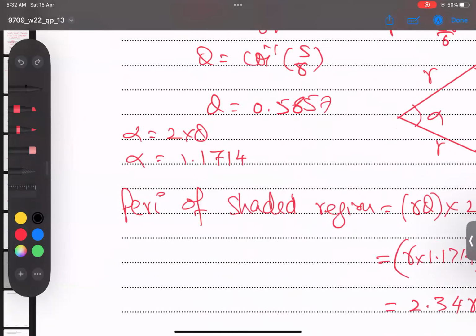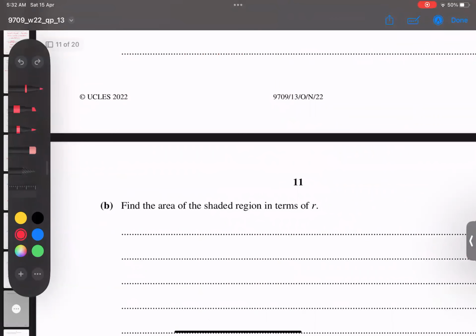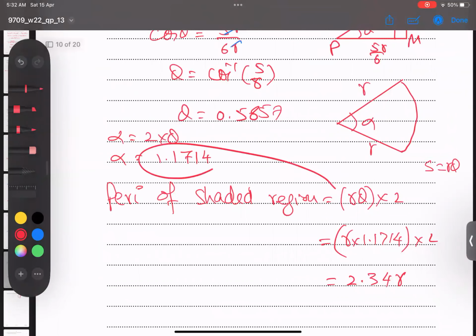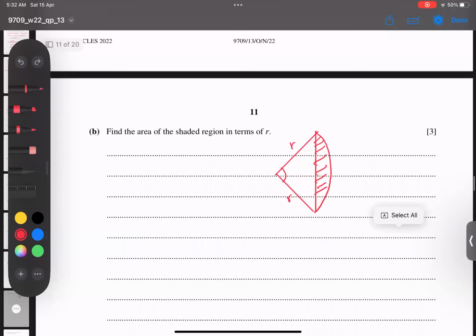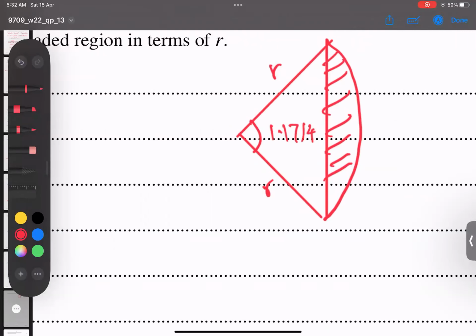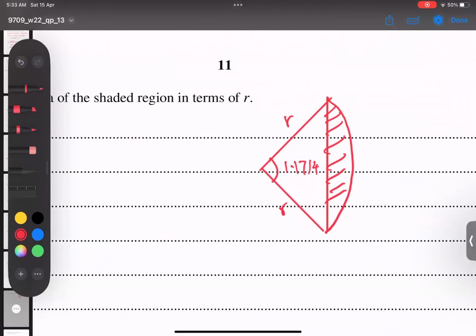So I'm going to make a diagram here, just for understanding. It means a sector, and this part is what I'm looking for. Okay, students, R remains R, but this angle becomes what? This angle I have 1.1714. So I have all these things, and now how to get this shaded area.